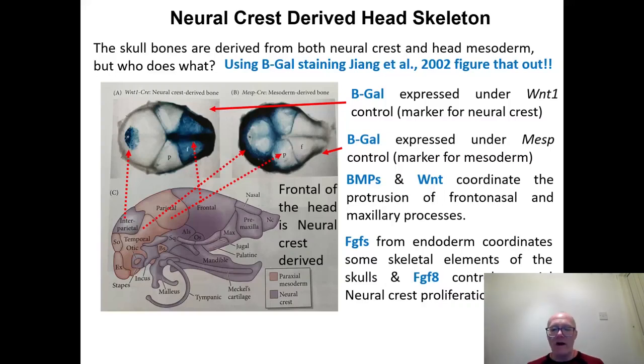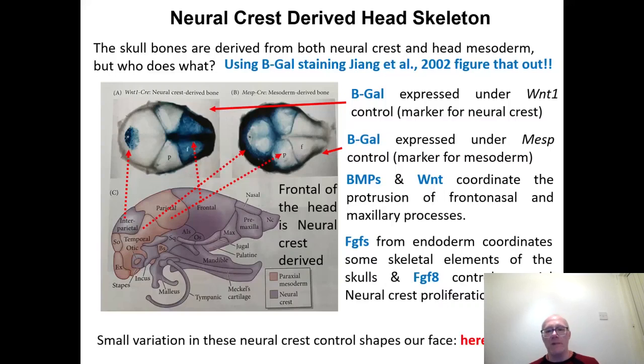So there is a very small number of genes, including BMP, Wnt, and FGF8, that are controlling the shape of the face. Now, I don't know if you noticed, but we look a lot like our parents. So small variations in the expression of these genes cause our appearance, how we look. These small variations are hereditary because we look like our parents. So these small variations are genetically encoded, and they change the shape of our face and therefore change our appearance.